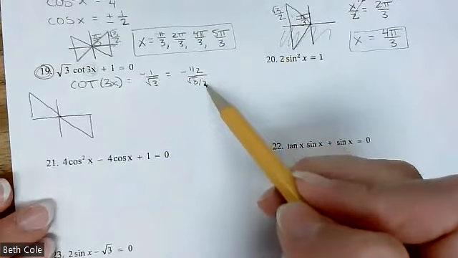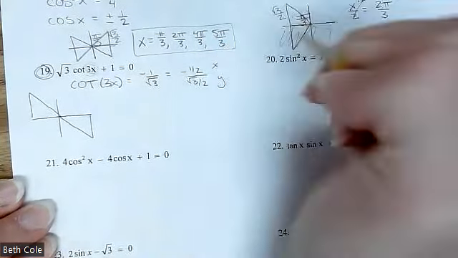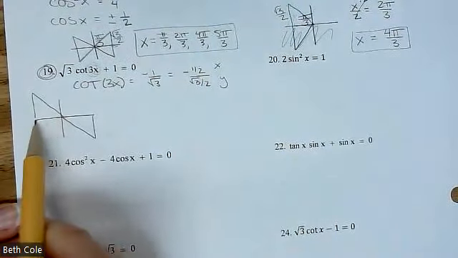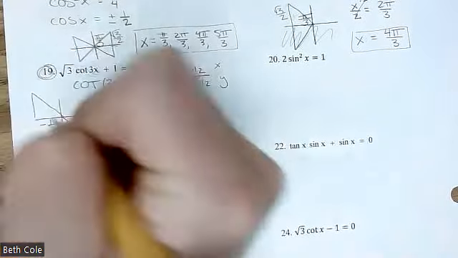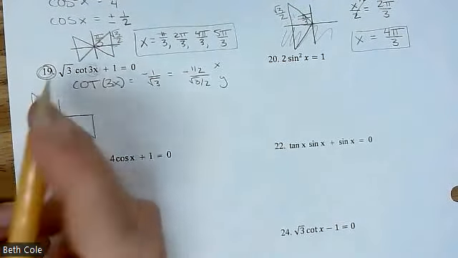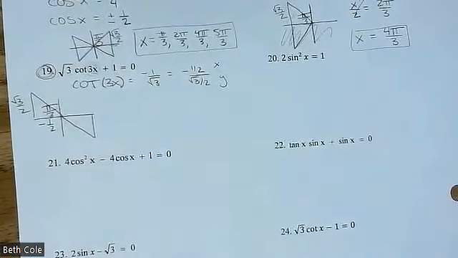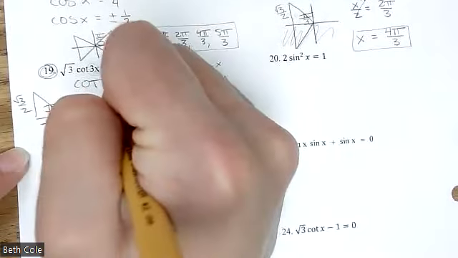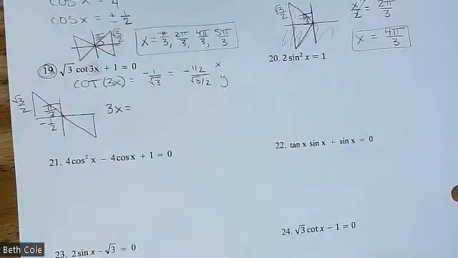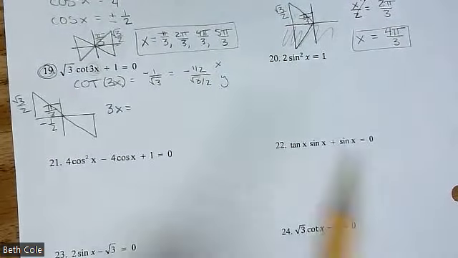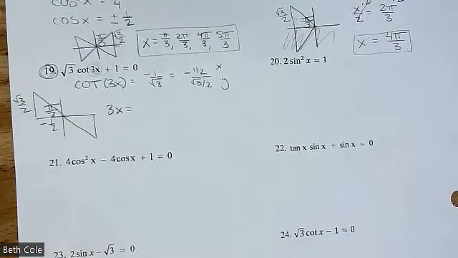Cotangent is x/y. So the 1/2 is the x. I can actually make it fit this time. There's the -1/2. And then your √3/2 is the y. So again, we get π/3. But we're going to go 3 times around the circle. So it's not x equals, it's 3x equals. And how many total answers will we get if we go 3 times around? You'll get 6 because it's these two and then you just keep on going.